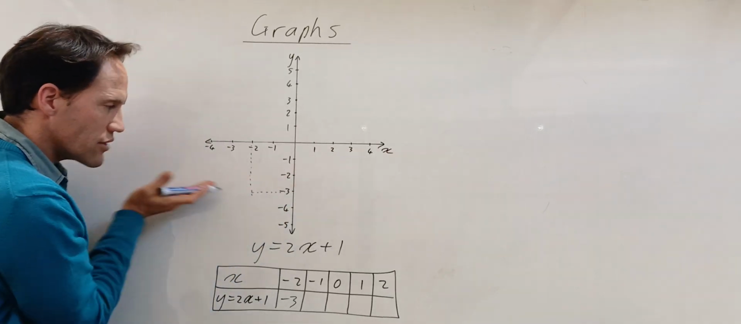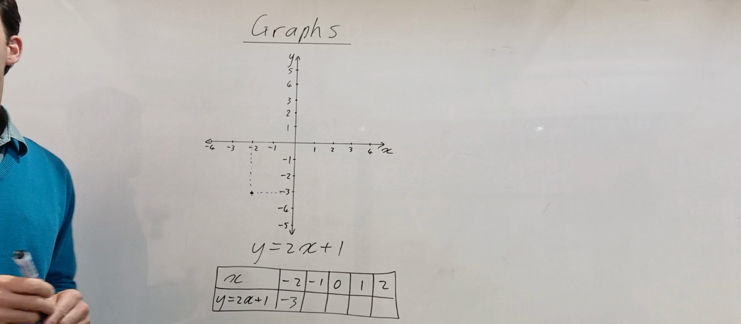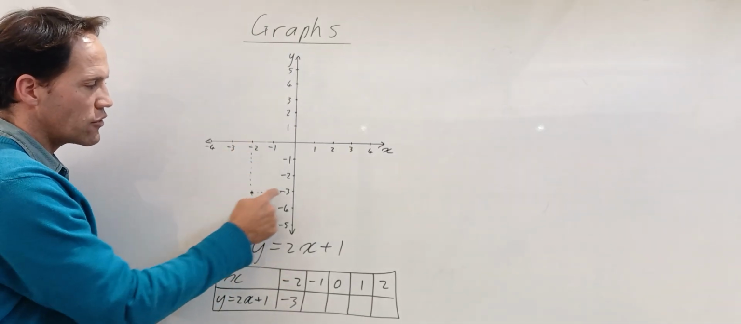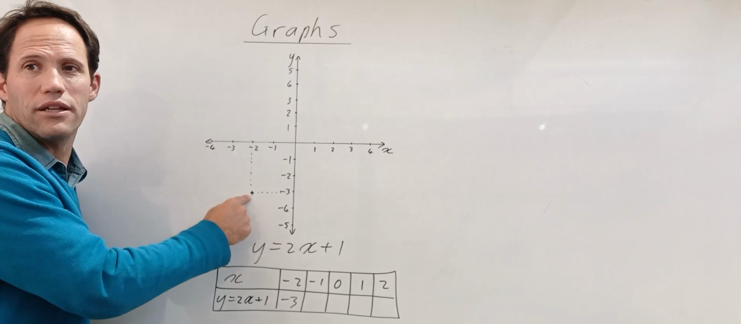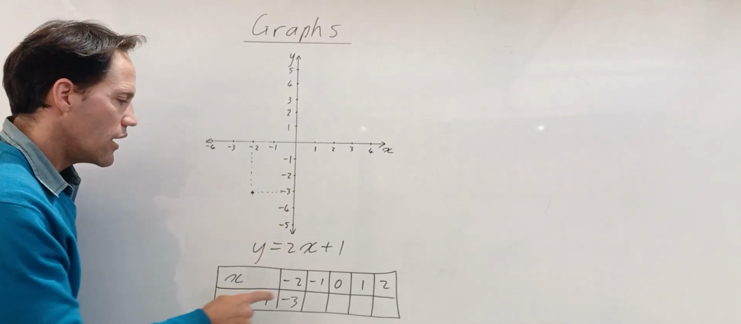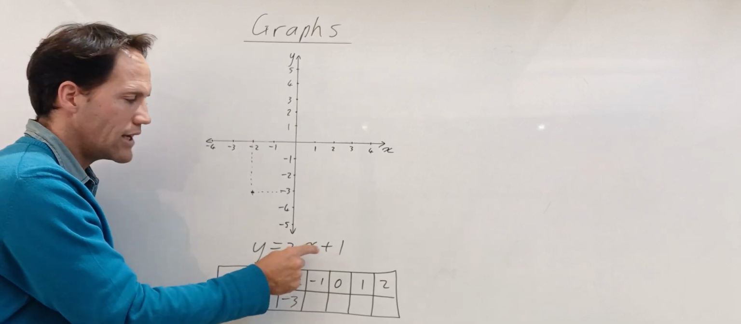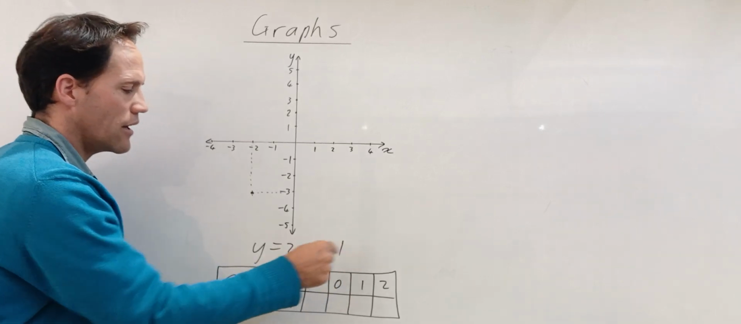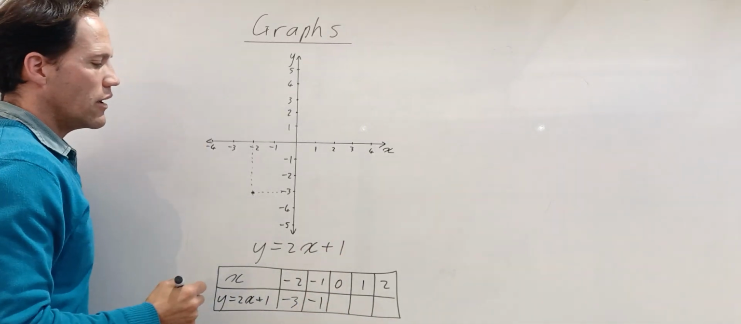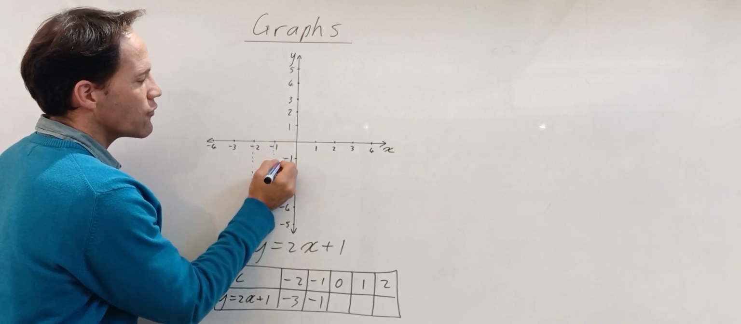You go from there straight this way. And the place where they meet, that is the coordinate. That is the coordinate negative 2, negative 3. Negative 2, negative 3, the place where they meet. Let's look at another one, then it will hopefully help. If I put negative 1 in, what's 2 times negative 1? It's negative 2. What is negative 2 plus 1? Negative 2 plus 1 is negative 1. So what happened now? I put negative 1 in and I got negative 1 out.